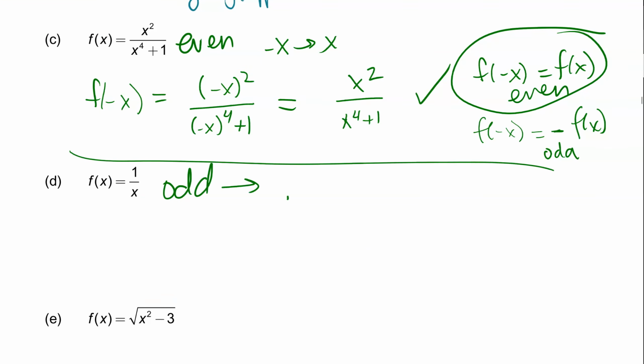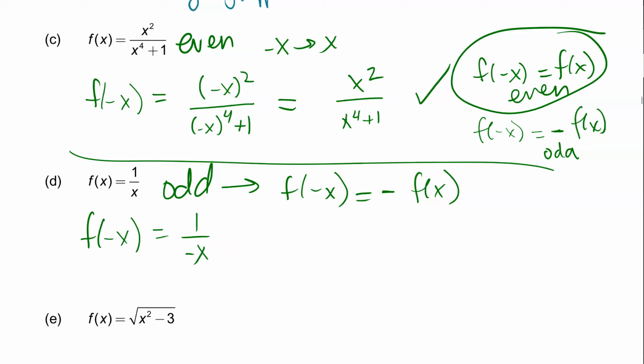So odd means when I plug in negative x for x, I should just get negative f of x. Should be the same equation, except everything that was positive is now negative, everything that was negative is now positive. So f of negative x is just going to be 1 over negative x. So this is literally just going to be negative of 1 over x, which is just negative what my original function was. So it's odd. How are we feeling about this so far?